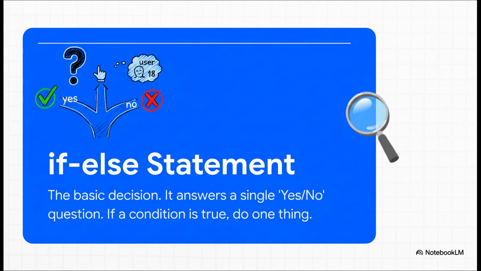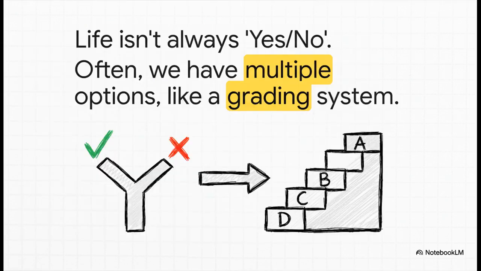I want you to think of it like a fork in the road. The if part asks a simple question. Something like, is the user older than 18? If the answer is yes, boom, we go down one path. If it's no, the else kicks in and we're sent down the other path. It's the simplest, most fundamental decision any program can make. That's great for a simple yes or no, but, well, life is rarely that simple, right?